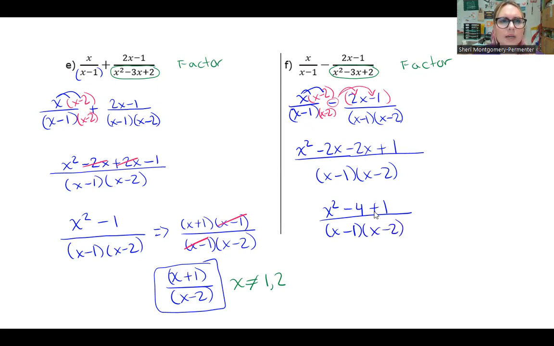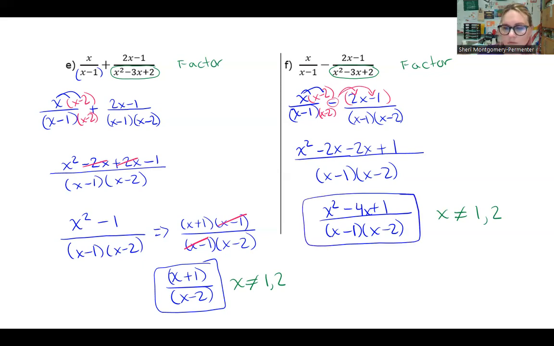For this one, is there anything that can multiply to make 1x squared, but put together to make negative 4x? No, so that numerator does not factor. I'm not going to go any further with this, but I do have to identify my restricted values. X cannot be equal to 1 or 2. That is it. Please do your homework.